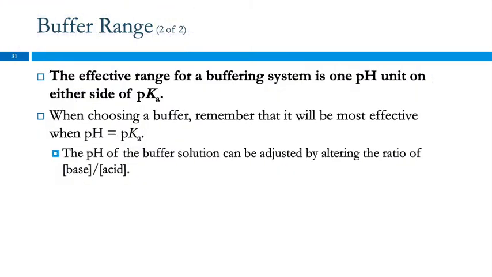So the effective range for a buffering system is 1 pH unit on either side of pKa. When you're choosing a buffer, remember it will be most effective when pH is equal to pKa. But you can go up to 1 point above or 1 point below. And you would achieve those pHs by adjusting the initial concentration of acid to base.